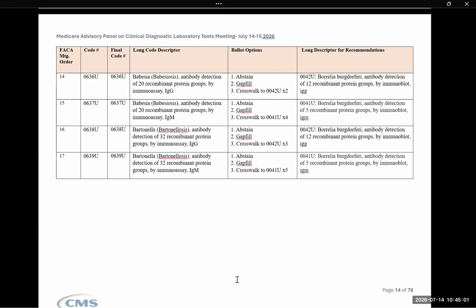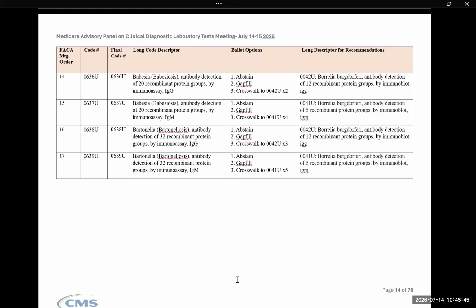And so the crosswalk rationale remains the same, to crosswalk the IgG codes to IgG codes and the IgM codes to IgM codes. 0637U, we recommend to crosswalk to 0041U with a multiplier of 4 to reflect the difference in the number of targets. That is an IgM test. 0638U, we recommend crosswalk to 0042U times 3, again, to reflect the different number of targets. And then 0639U, we request a crosswalk to 0041U times 5, again, reflecting the difference in the number of targets.